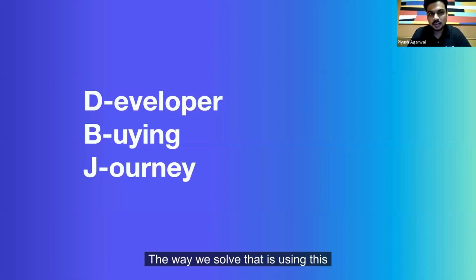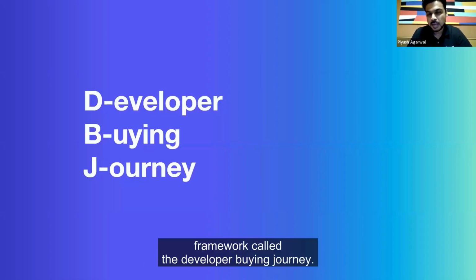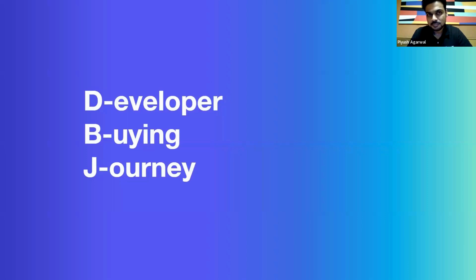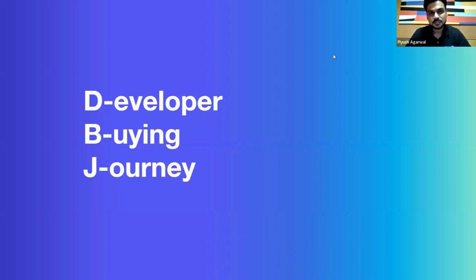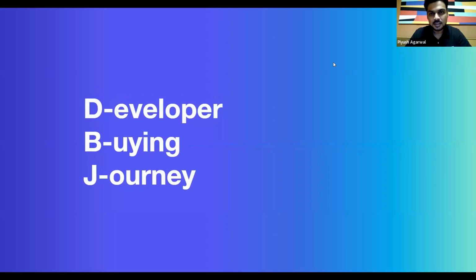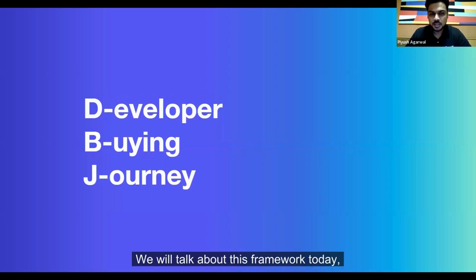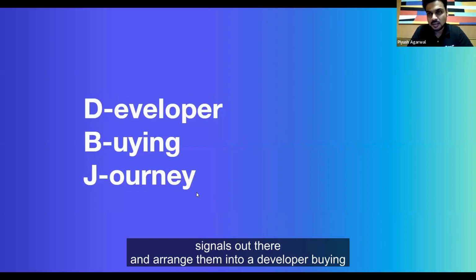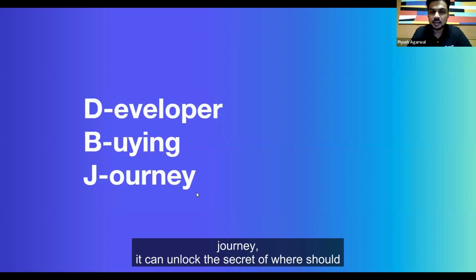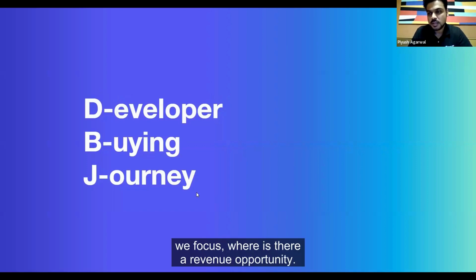And the way we solve that is using this framework called the developer buying journey. This is the framework that has helped HashiCorp, MongoDB, and Apollo GraphQL scale their go-to-market motions. We will talk about this framework today, but essentially, if we can take all the developer activity signals out there and arrange them into a developer buying journey, it can unlock the secret of where we should focus, where there is a revenue opportunity.